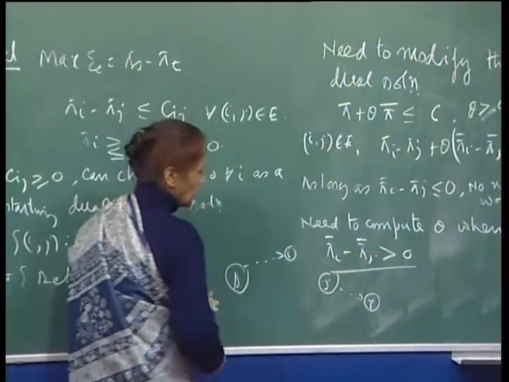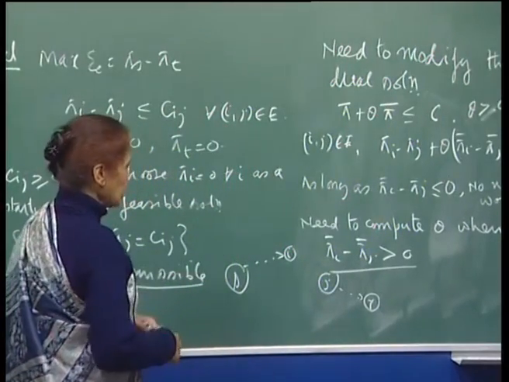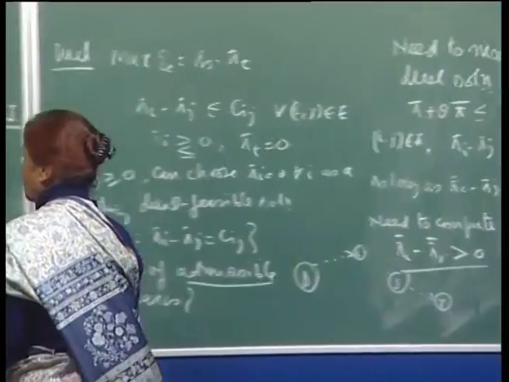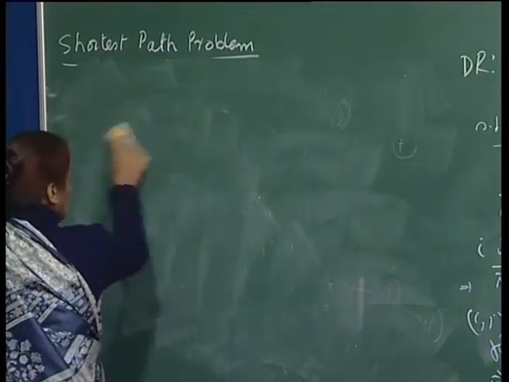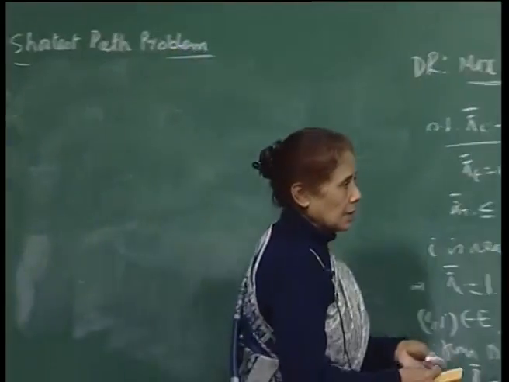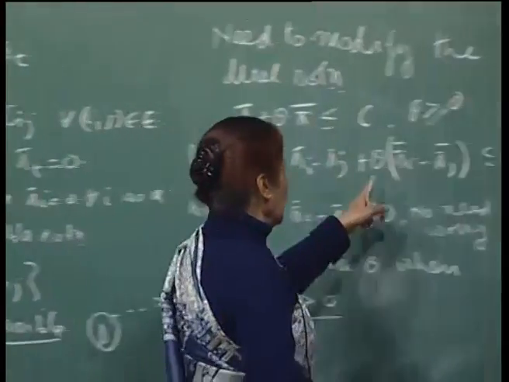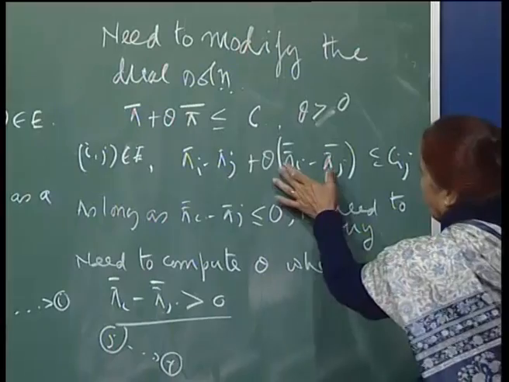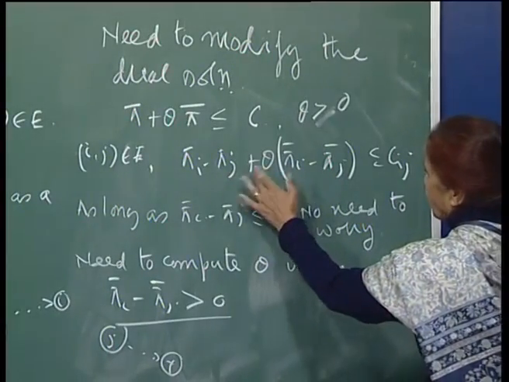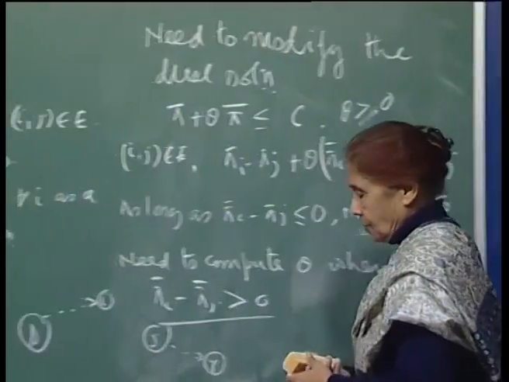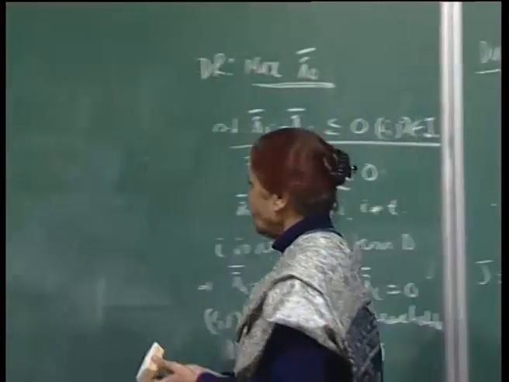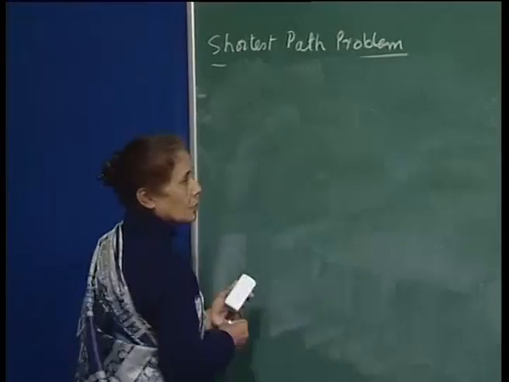Once I say that you do this, then I need to compute the value of theta for such arcs, because once this is positive, then depending on the value of theta, this may violate this constraint. So, therefore, I need to fix the value of theta such that it does not violate. So, then what do you get?